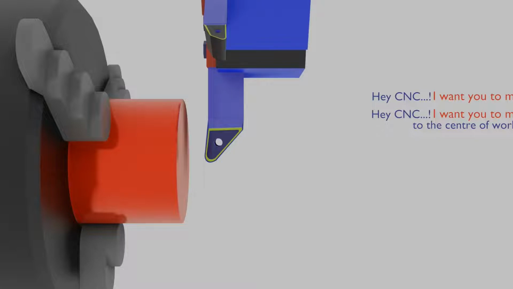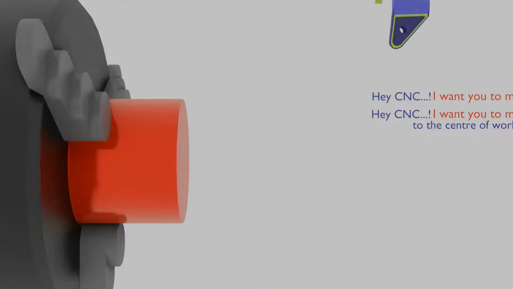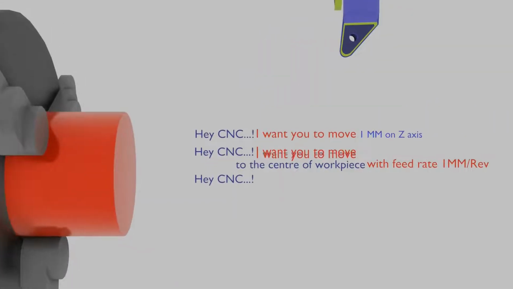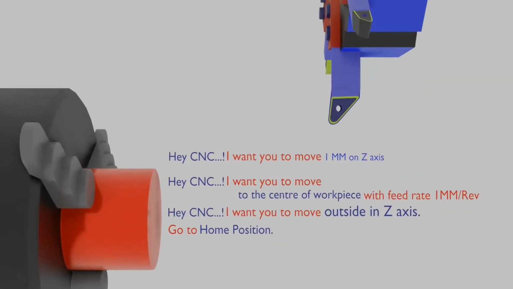Move outside the workpiece to avoid scratching the workpiece. And then go somewhere else. Or we can say go home. So say it. Hey CNC, I want you to move outside in the Z axis and then go to the home position. And that's it. You just commanded a toolpath for performing this facing operation on a CNC lathe.